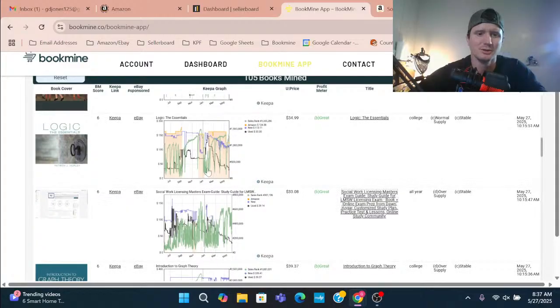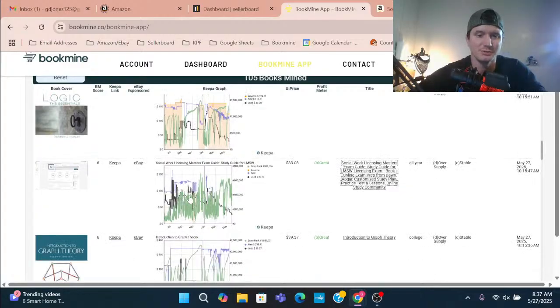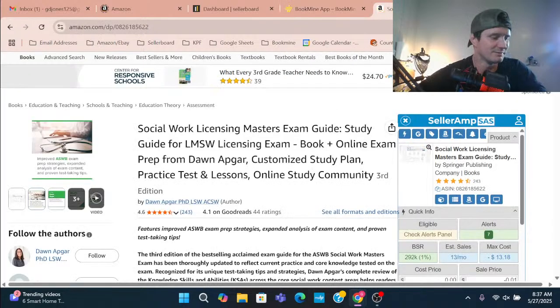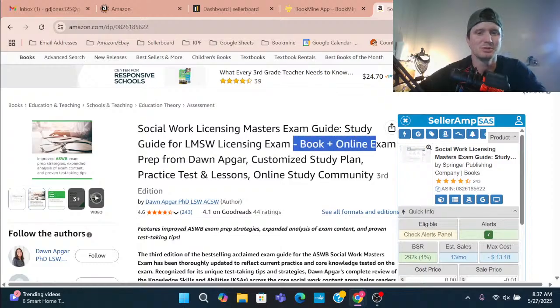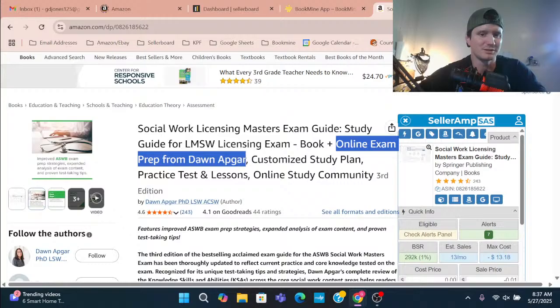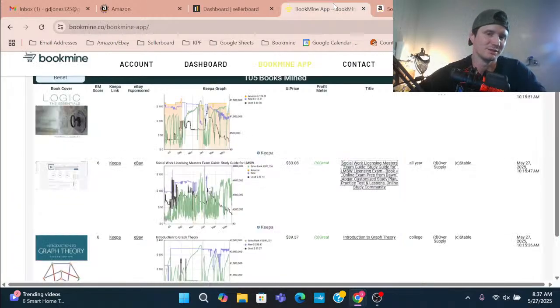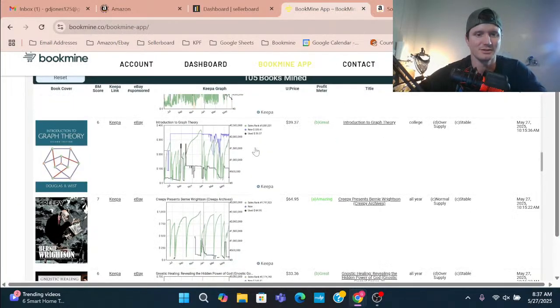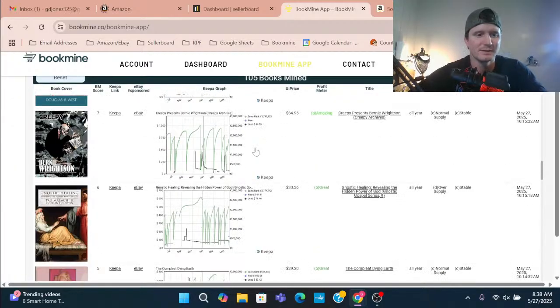This one, the graph right here looks really good actually, down to 33. But when I click on it, these are the type of books I try to stay away from. It says book plus online exam prep. This tells me that it is a book, but it also comes with associated media, which you never know. This book could only be valuable because of the associated media, which you have to be kind of careful with.